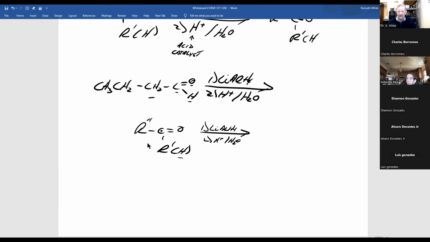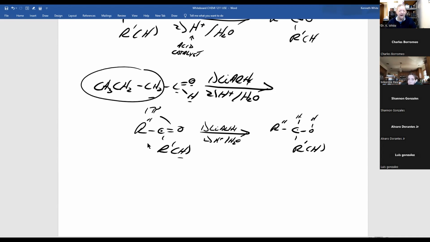Keep your eye on this carbonyl. What's attached to that carbon stays attached. And you break the pi bond here, and each atom gets a hydrogen. So here's my R group, or another way of thinking is you don't break carbon-carbon single bonds. So I have 1, 2, 3, 4 carbons across my R group. And this carbon right here, which came from this carbon right here, becomes an alcohol.